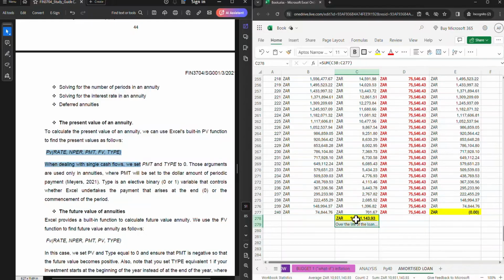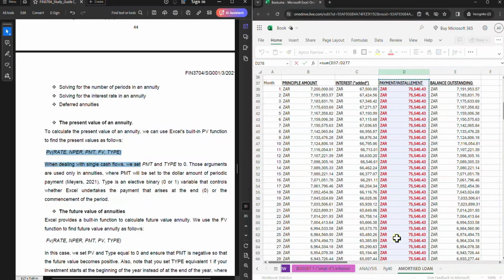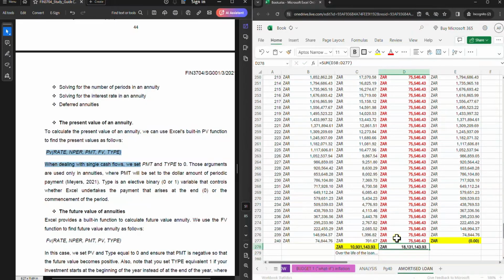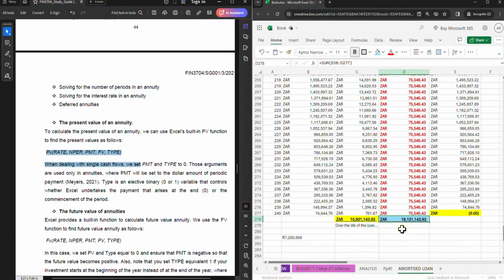All right. Yes. Okay, so you're not only paying for the principal. Remember, the total principal was a 7.2 million rand loan. Remember that? Yes. But look at how much you actually pay. If I sum up all of these amounts, I actually end up paying 18 million for a 7.2 million rand home.